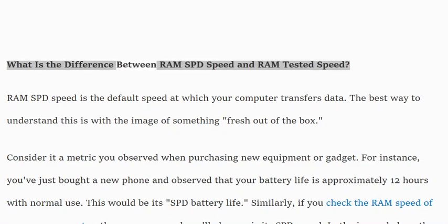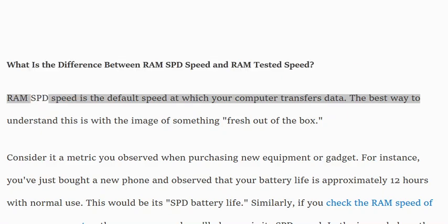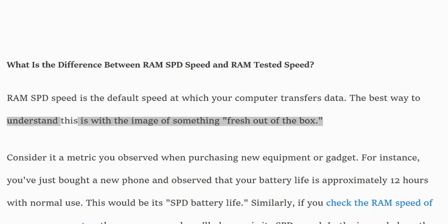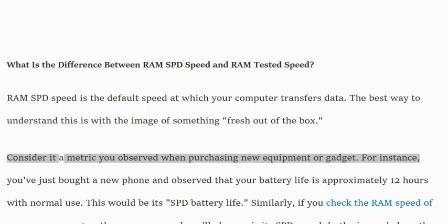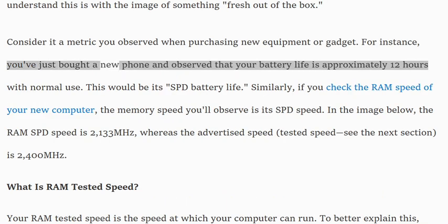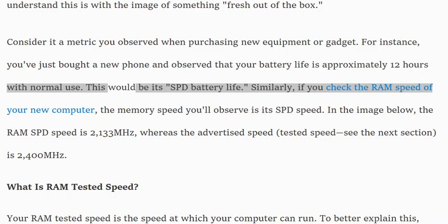What is the difference between RAM SPD speed and RAM tested speed? RAM SPD speed is the default speed at which your computer transfers data. The best way to understand this is with the image of something fresh out of the box. Consider it a metric you observed when purchasing new equipment or gadget. For instance, you've just bought a new phone and observed that your battery life is approximately 12 hours with normal use. This would be its SPD battery life.